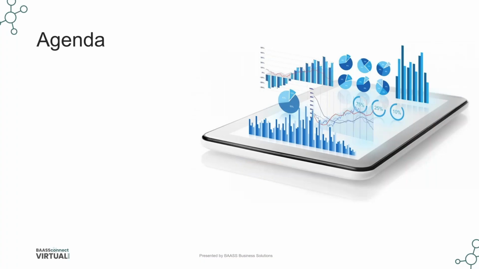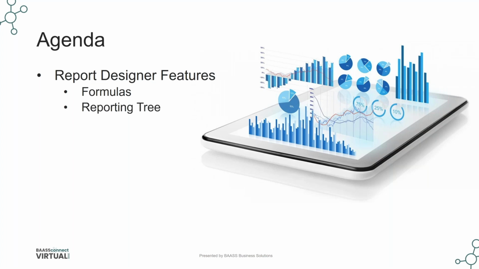The agenda, what we're going to cover today. The key areas will focus on formulas, reporting trees, and dynamic account ranges. Hopefully you're familiar with these terminologies and are using these functionalities today. But I just want to go through them in the hopes that you may be able to pick something up.